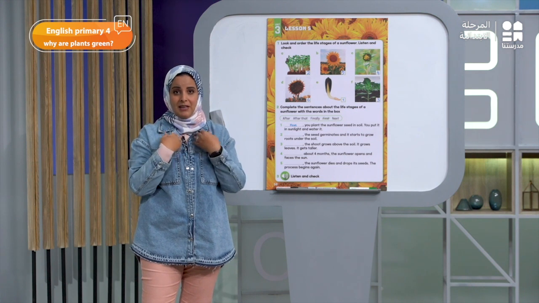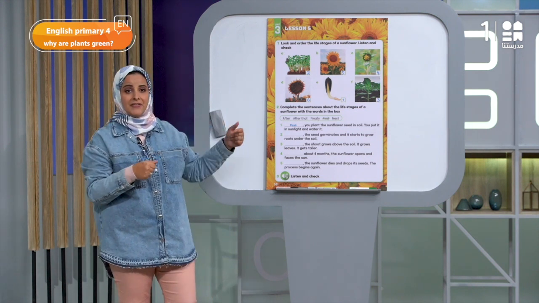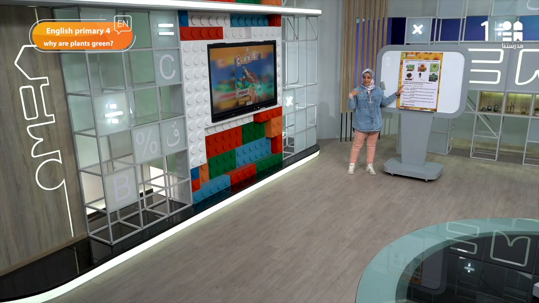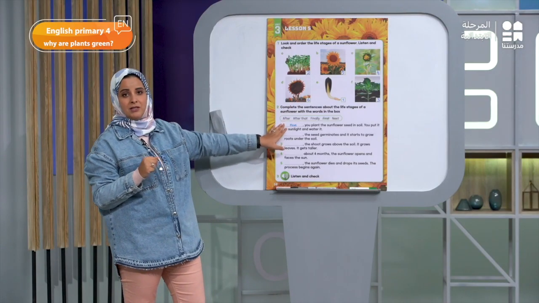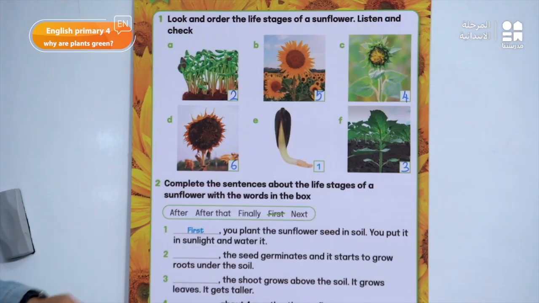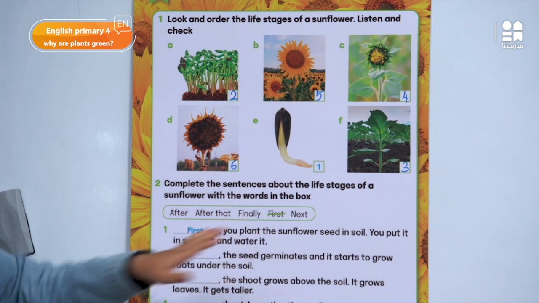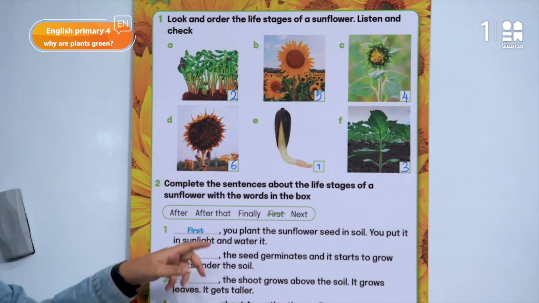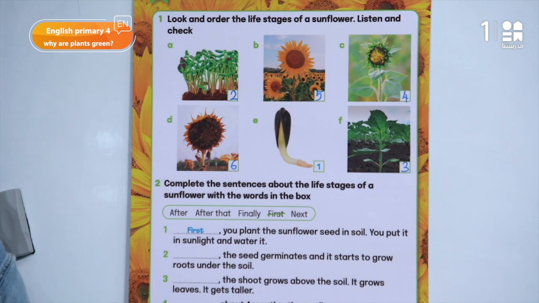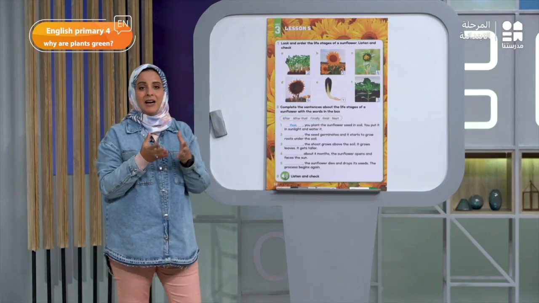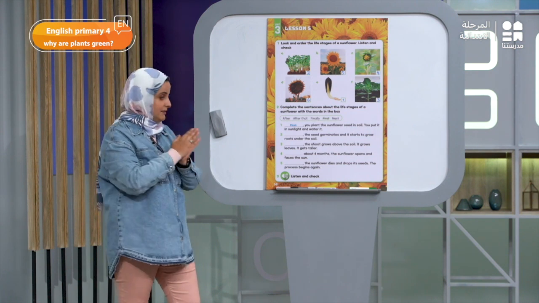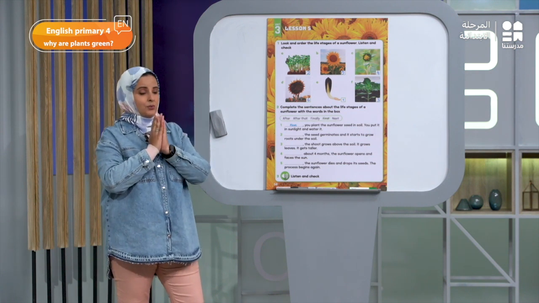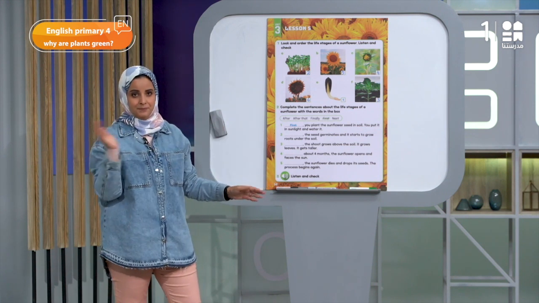So I am going to read the word and you will repeat after me. Okay? So let's look at exercise 2 and read through the sentences before trying to complete the missing words. I am going to say the words in the word bank. After that, finally, first, next. كمان مرة نقول كمان مرة. After that, finally, first, next. Now we are going to read the sentences and we are going to listen to an audio after that.